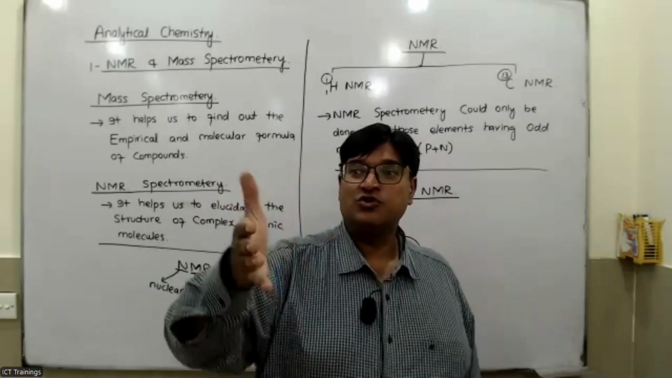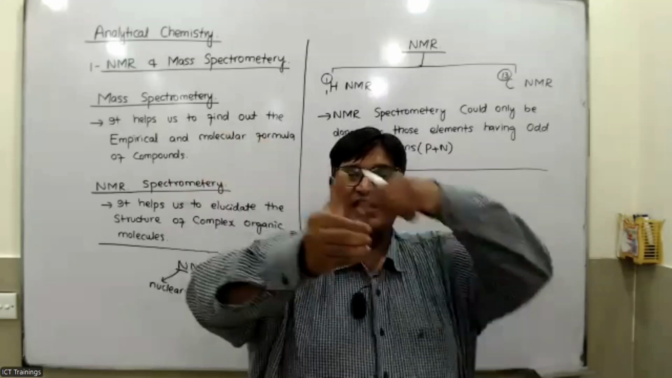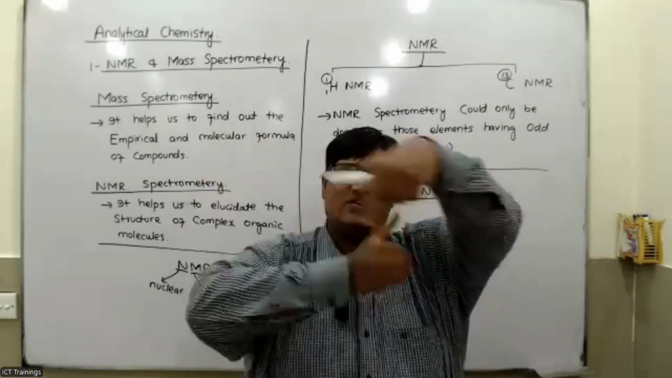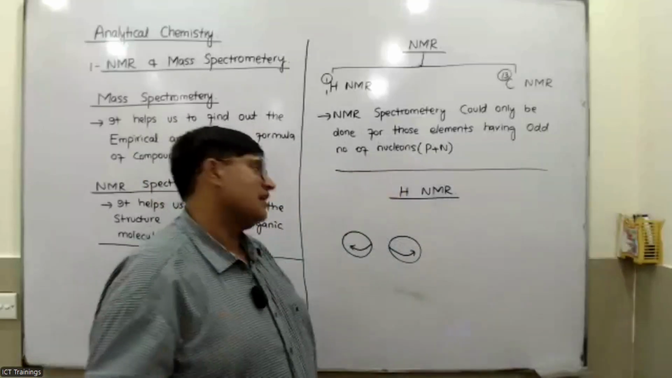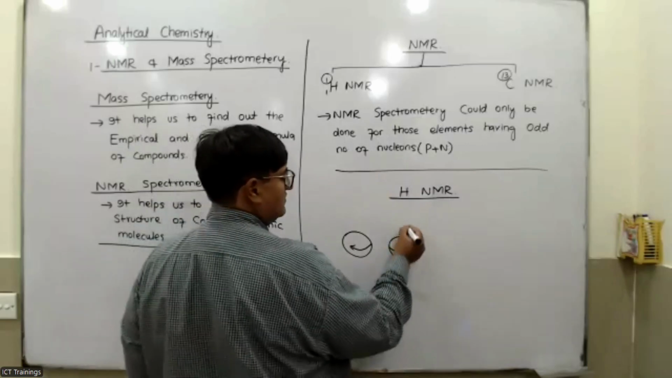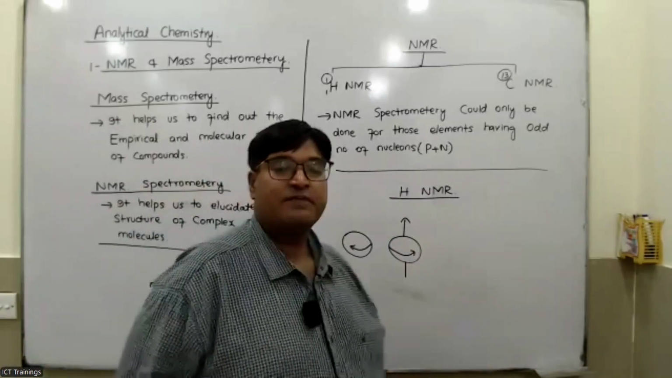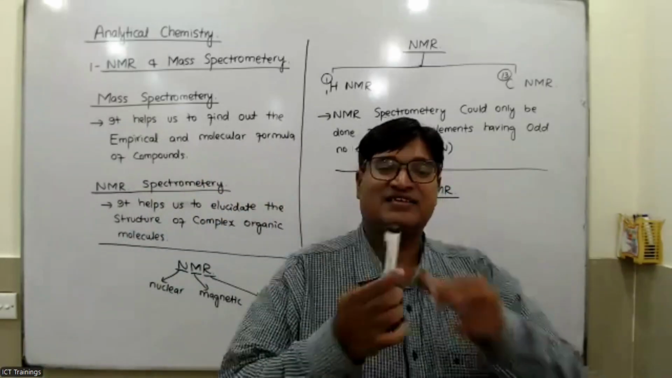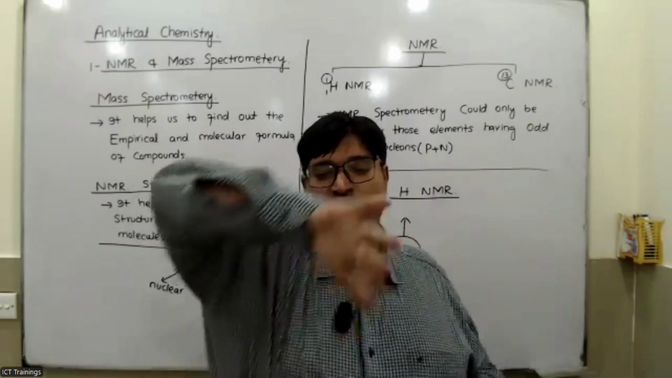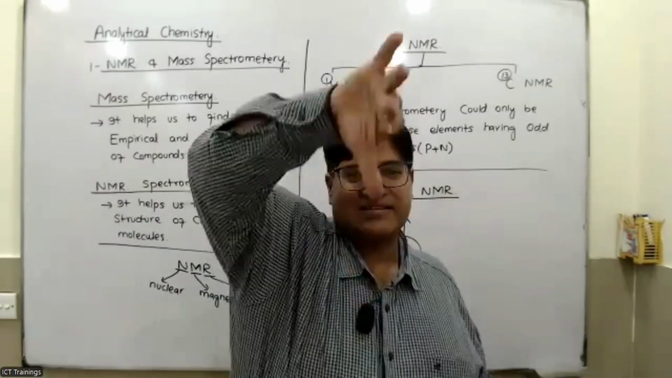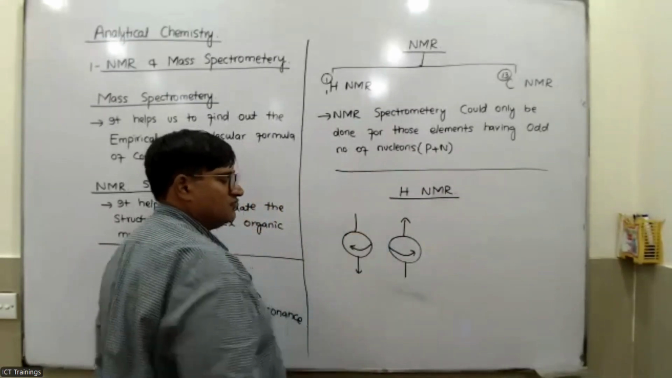So what should you do? You should curl your fingers like that. If you curl your fingers in an anti-clockwise direction, the thumb direction is upward. So the magnetic field produced is upward. And if the rotation of the nucleus is clockwise, you should rotate your fingers like that. The thumb is moving downward. So the direction of the magnetic field is downward.